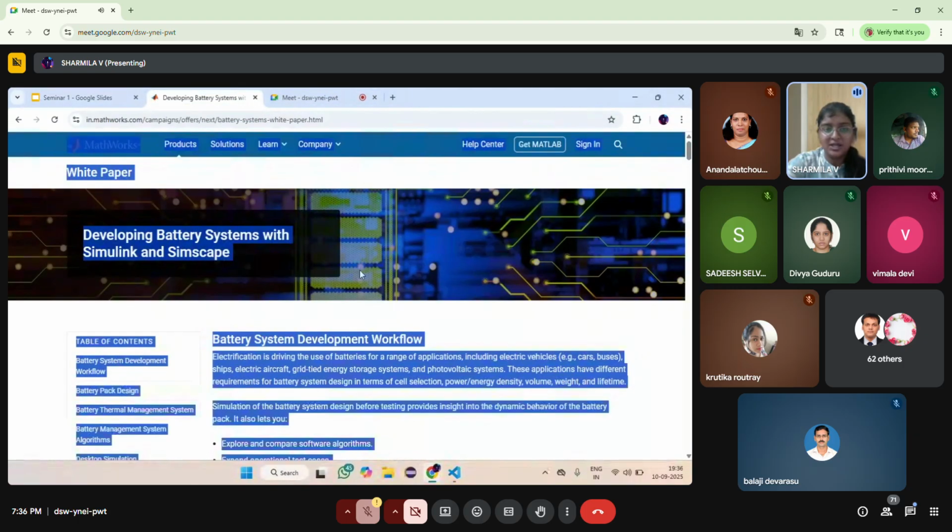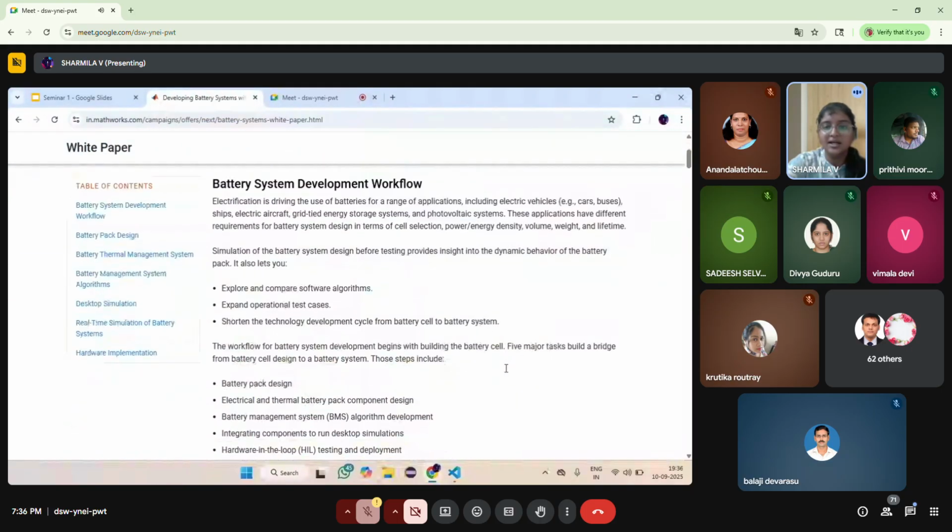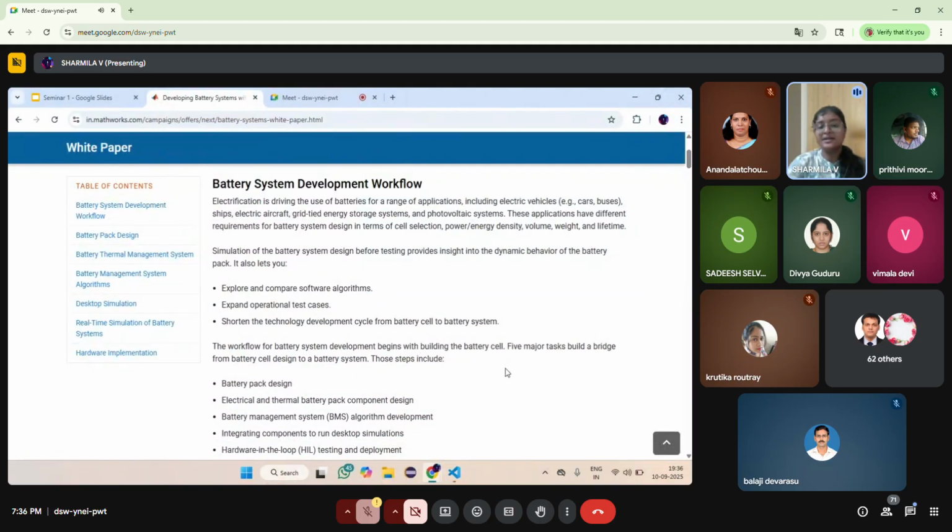This provides you a high-level overview of the battery development system workflow. It will help you to see how the BMS is being developed and how they are collecting the data. Actually, it is done in MATLAB, but it can give you an idea, right?